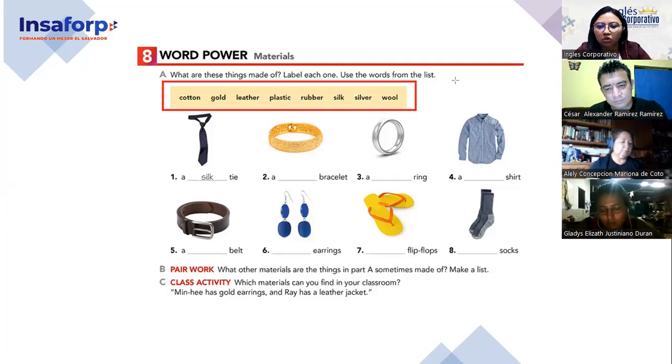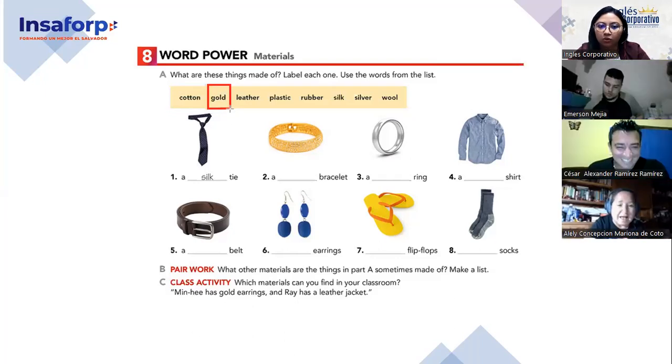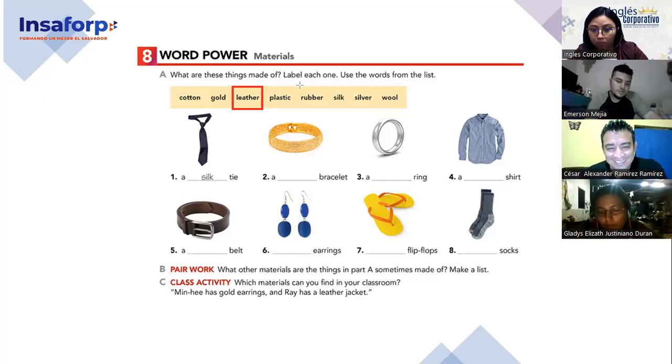Okay. So, do you know the meaning of cotton? ¿Qué significa esto? ¿Qué material es este en Spanish? Algodón. Very good. Gold. Oro. Muy bien. Leather. Cuero. Muy bien. Ah, this is very easy. Plastic. Plastic. Rubber. Goma.